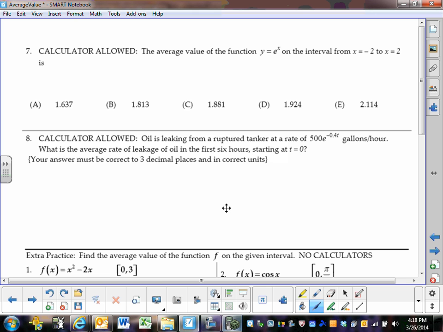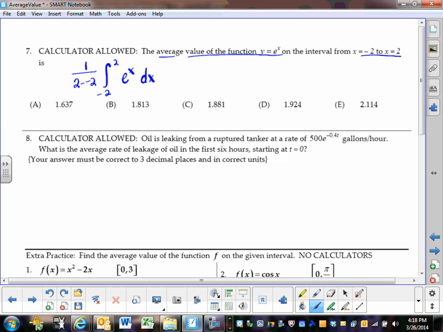Now the average value, so it's the average value of the function on this interval. So 1 over 2 minus negative 2, from negative 2 to 2, e to the x dx. So again, what we're asking for is the e to the x function from negative 2 to 2. We're not asking for the area, we're asking for the average height. So what is the height average out to be? So our base actually has a width of 4, which is why this ends up being 2 minus negative 2 is 4.